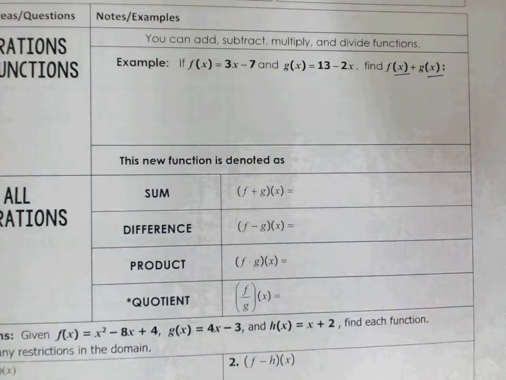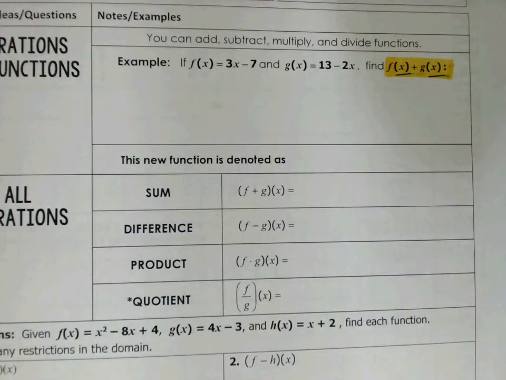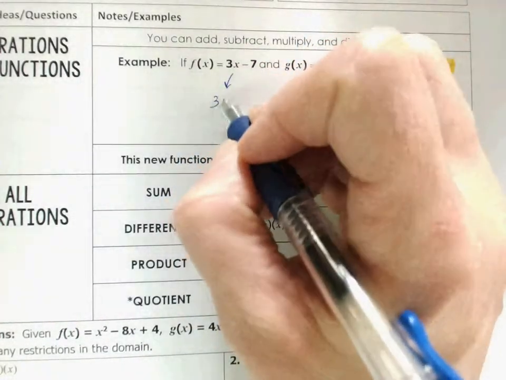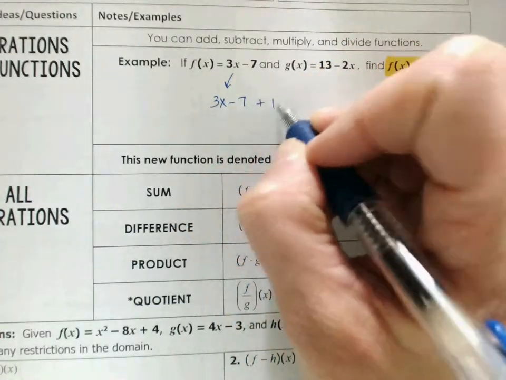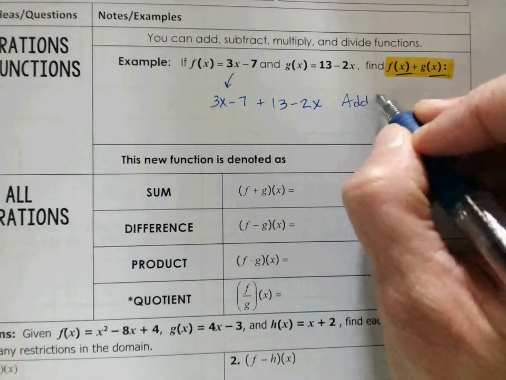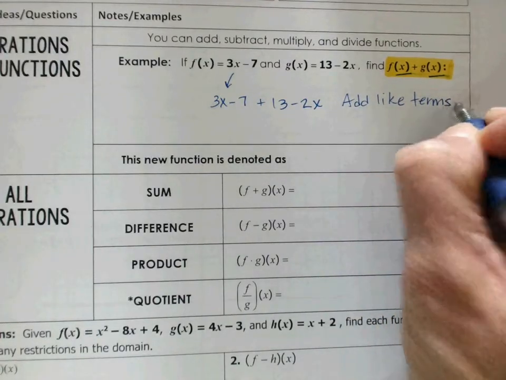And addition is pretty easy. All you have to do is add like terms, okay? So we're going to go ahead and write them down. 3x minus 7 plus 13 minus 2x. And all you have to do is add like terms and put it in descending order. That is not a bad thing.